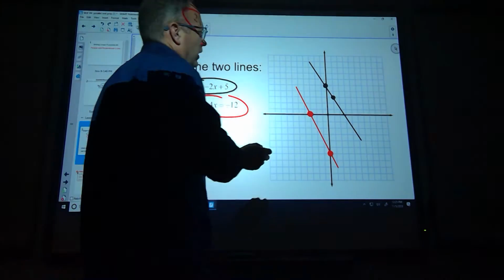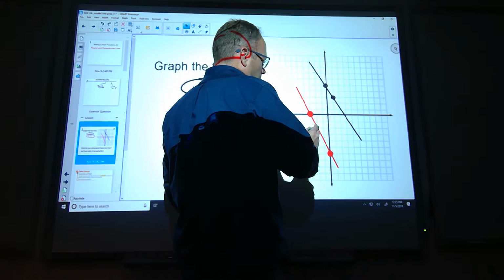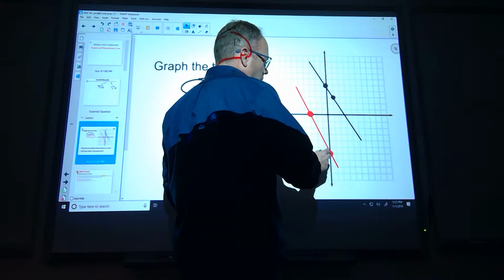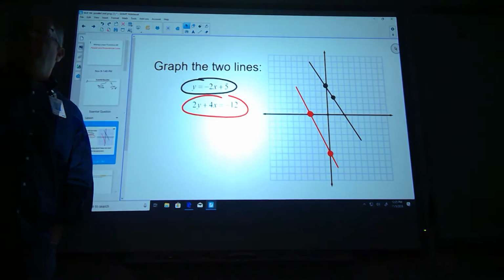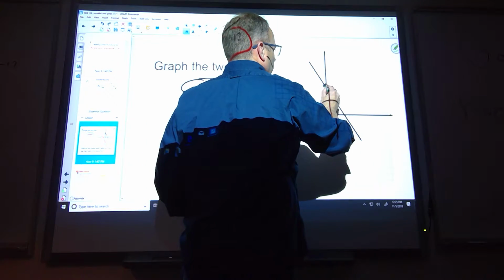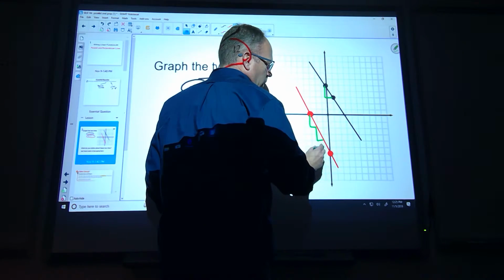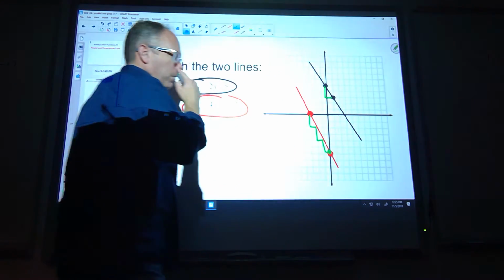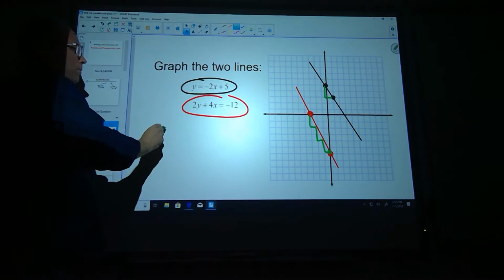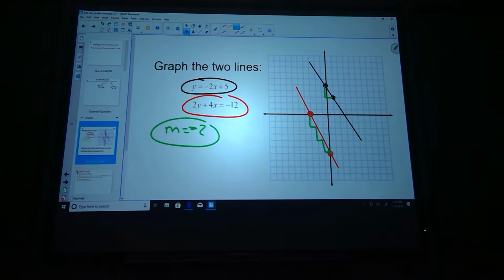So how we could try and figure this out is I could say, can I go down 2, right 1? Cool. What if I went down 2, right 1, down 2, right 1, down 2, right 1? They match up. They have the same exact slope. So let me count that one more time. You already knew that this one was down 2, right 1. If I go down 2, right 1, down 2, right 1, and down 2, right 1, look where I wind up. So my slope for both of these is -2. My slope is the exact same. That means that the lines won't cross each other. They are parallel.